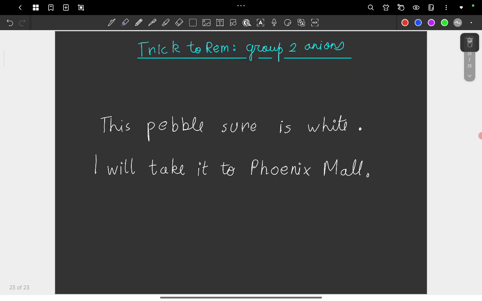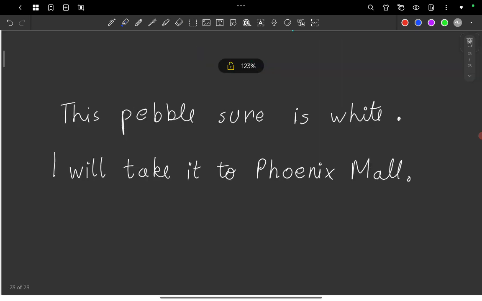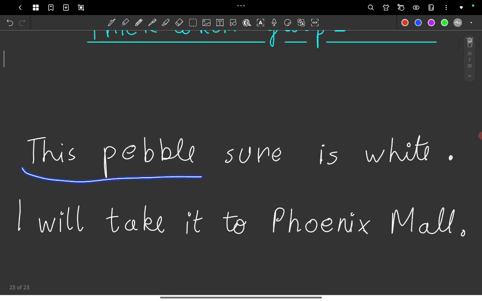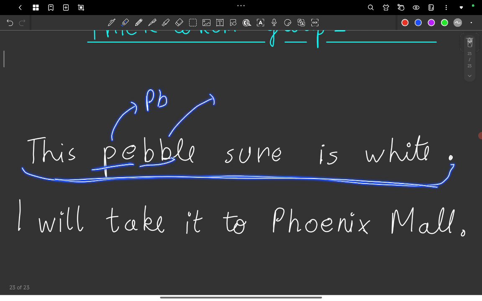Now, how do I use this to remember the group 2 anions? Well, this exact line was used for the sulfate ion. So the first line is for sulfate. From Pb you have to remember Pb. From B you have to remember barium. From Su you have to remember sulfate ion itself, SO4 2 minus. And from white you have to remember the white PPT.